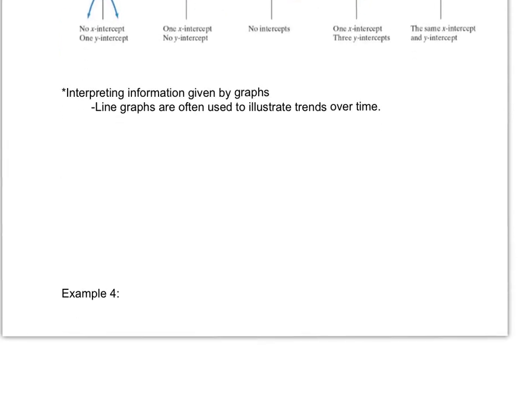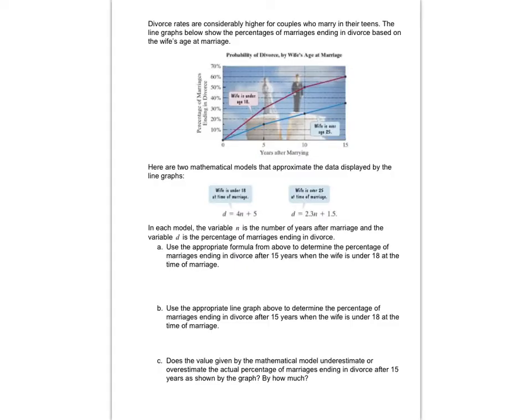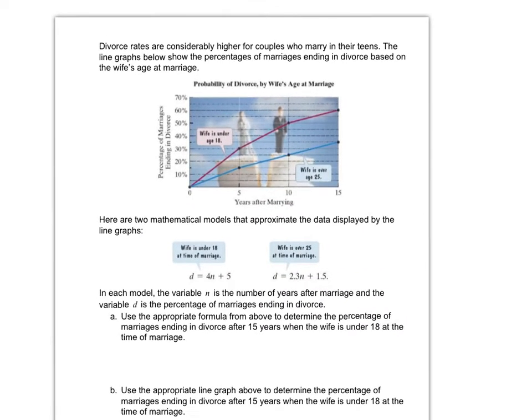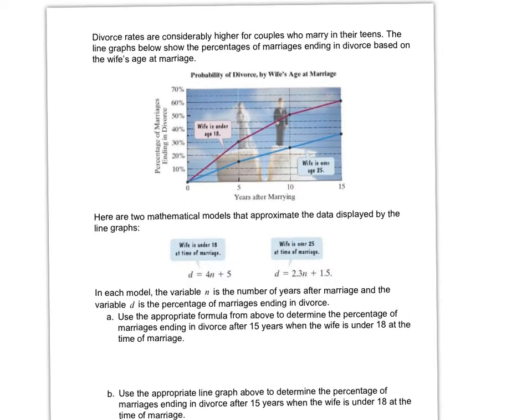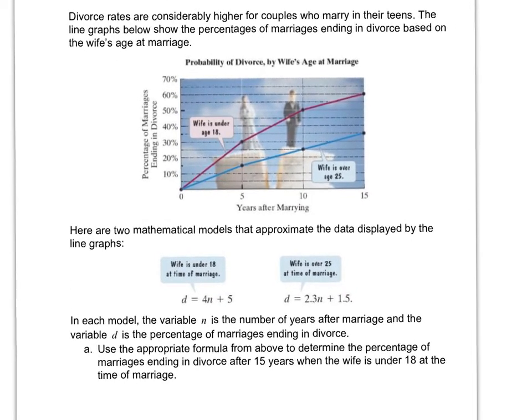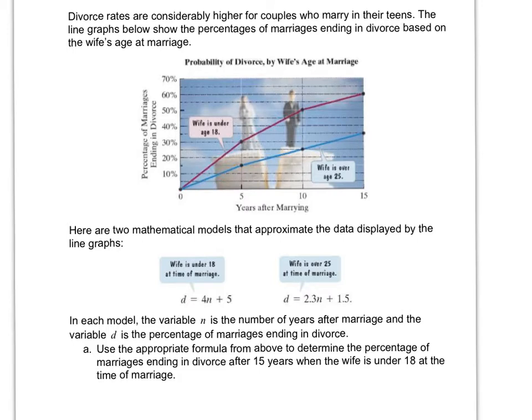All right, and then what we want to do is we want to be able to use linear graphs or line graphs in order to help us illustrate some trends over time. And so here's an example of the divorce rates comparing couples who married in the teens and couples who married later on. And so it's based on the wife's age. And so you have one line, which is this purplish line for when the wife is under 18, and then the blue line for when the wife is over 18.